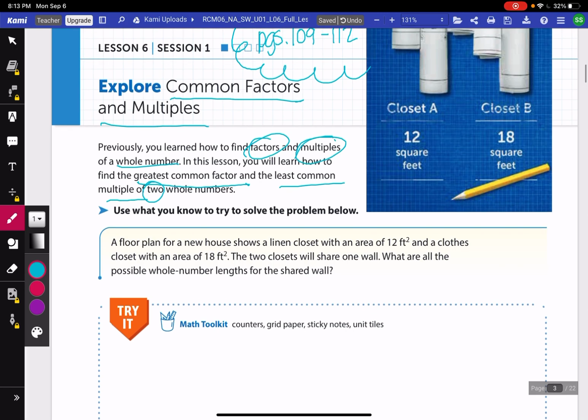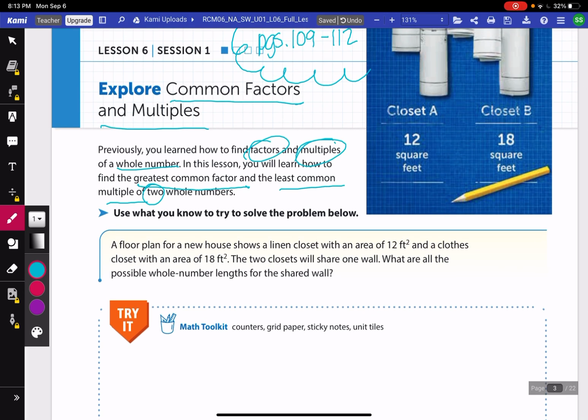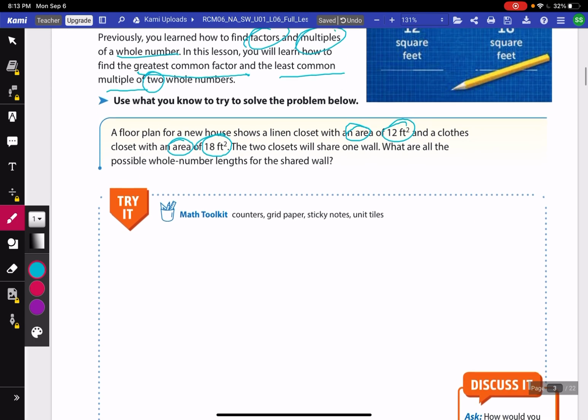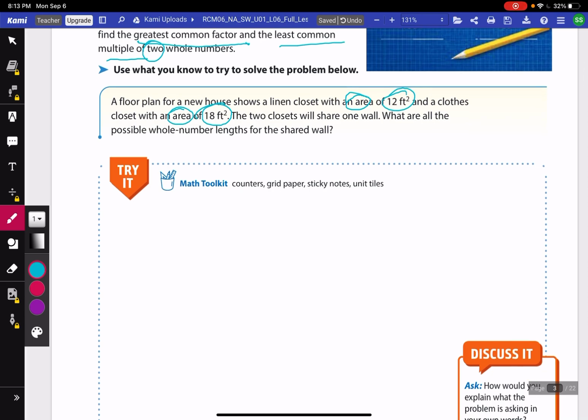So let's look at our problem. A floor plan for a new house shows a linen closet with an area of 12 square feet, and a clothes closet with an area of 18 square feet. The two closets will share one wall. What are all the possible whole number lengths for the shared wall? All they're asking is, what are all of the ways we can make 12?